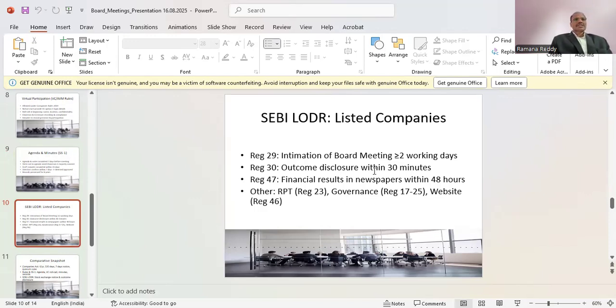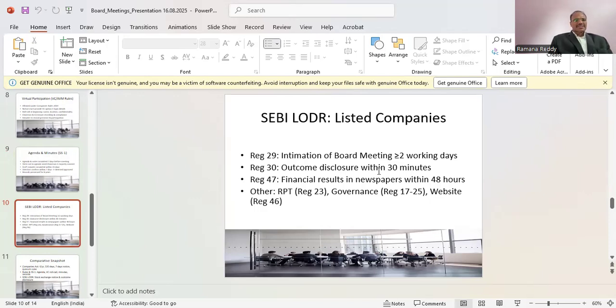Then Regulation 30, outcome disclosures within 30 minutes. After the board meeting, outcomes, especially related to financial results or material events, must be sent to stock exchanges within 30 minutes of the closure of the meeting, and also disclosed on the website. Regulation 47 mandates publication of results in newspapers within 48 hours of the conclusion of the board meeting.